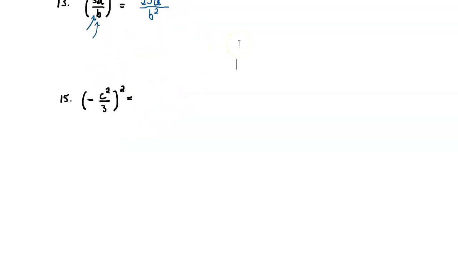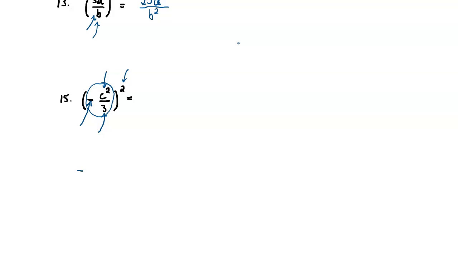Okay, number 15 is a very similar situation. There is a whole bunch of stuff in the parentheses, and it's all being squared. So you want to square everything in the parentheses, starting with the negative, then the C squared, and then the 3. All right, a negative squared.